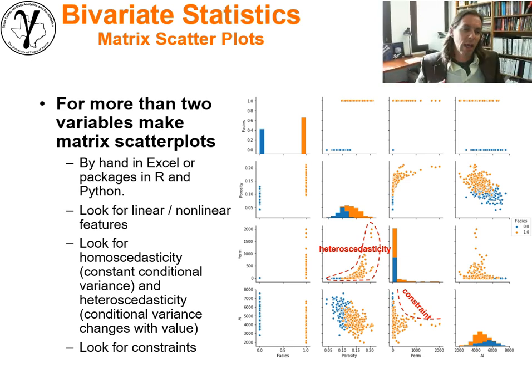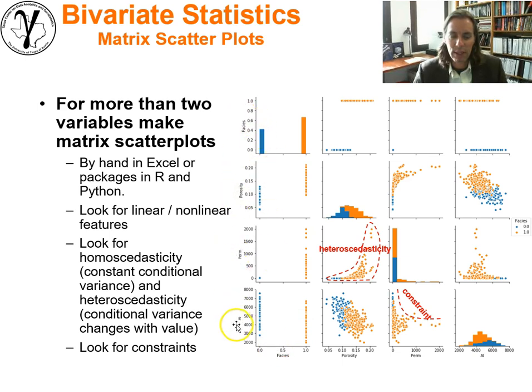We may find that we have many features to work with, and we want to try to understand the relationships. In Python or R, you have really nice graphical packages. This is an example from the Seaborn package within Python. One line of code and you get a very nice matrix scatter plot. What you have is facies, porosity, permeability, acoustic impedance. Facies is a categorical 1 or 0, and you've got them plotted against each other.